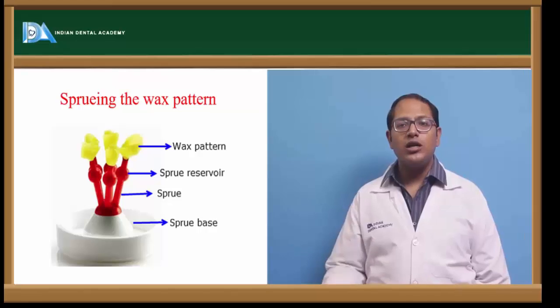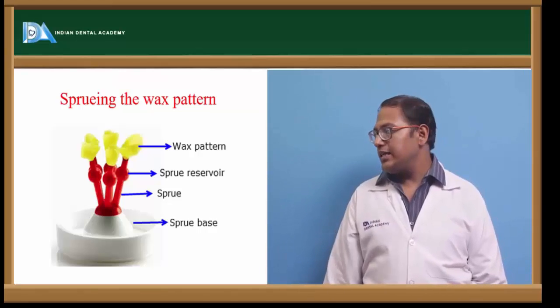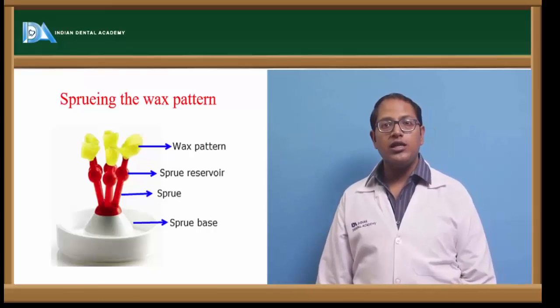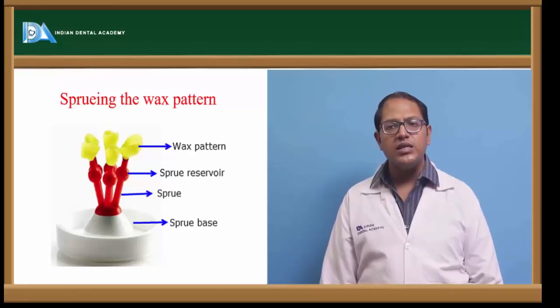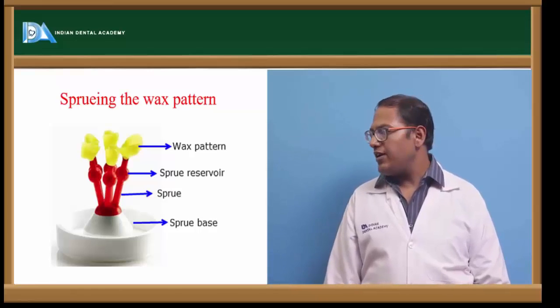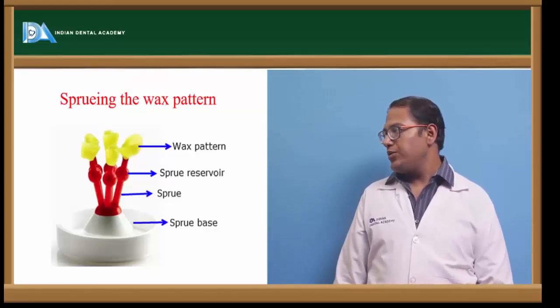Because the reservoir which is there in between, we can see the round red colored bulky portion, those are called the reservoirs. Now those reservoirs will solidify first. The metal will solidify over there. So there will be a suck back porosity in that particular region.